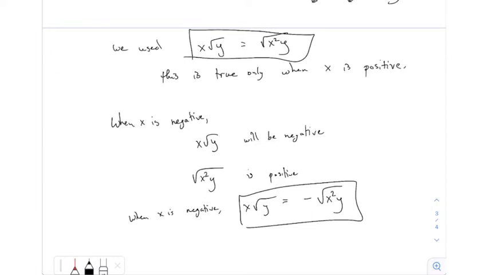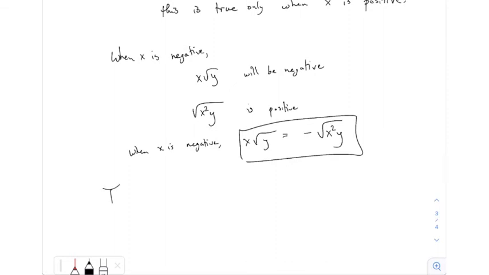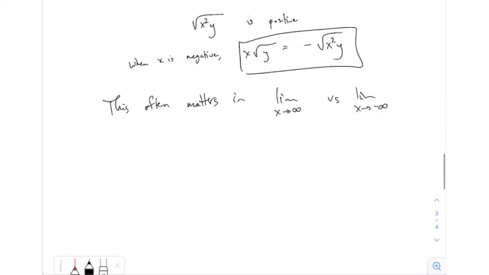What does this have to do with anything? This often matters in the limit as x goes to infinity versus the limit as x goes to negative infinity. If you are trying to move the x inside of a square root, if the x is going to infinity, you leave it as positive, but if the x is going to minus infinity, you have to insert this minus sign because the x is going to be negative when you move it in there. Here's an example of what I'm trying to do.